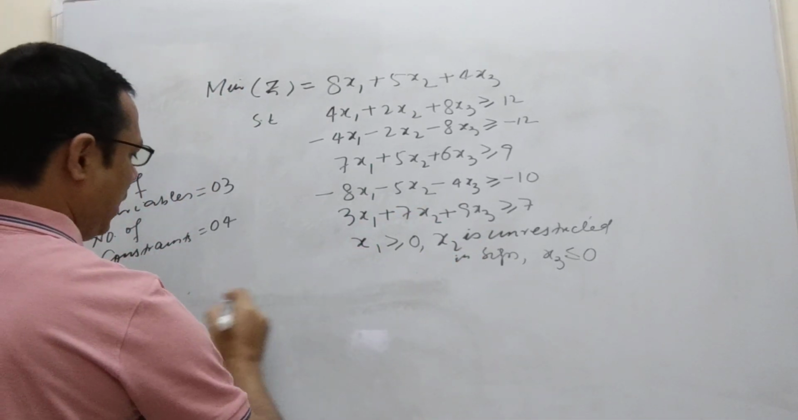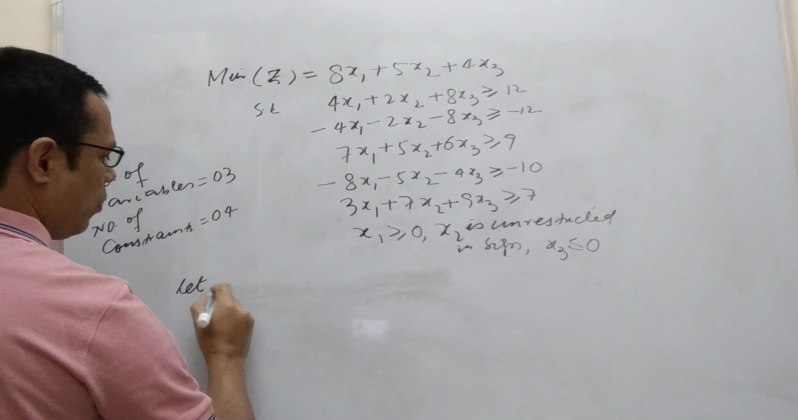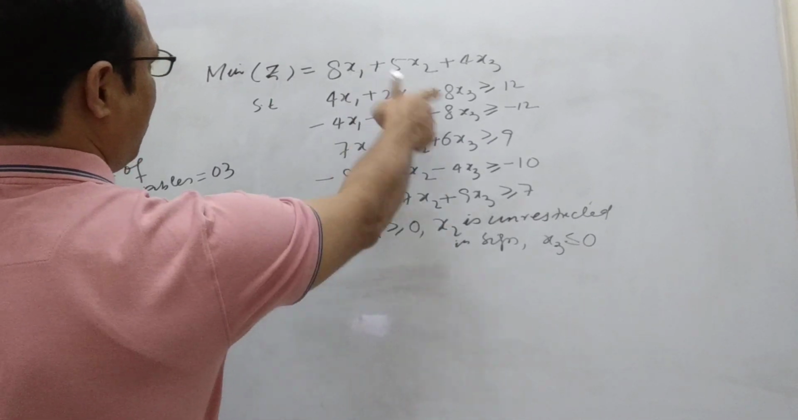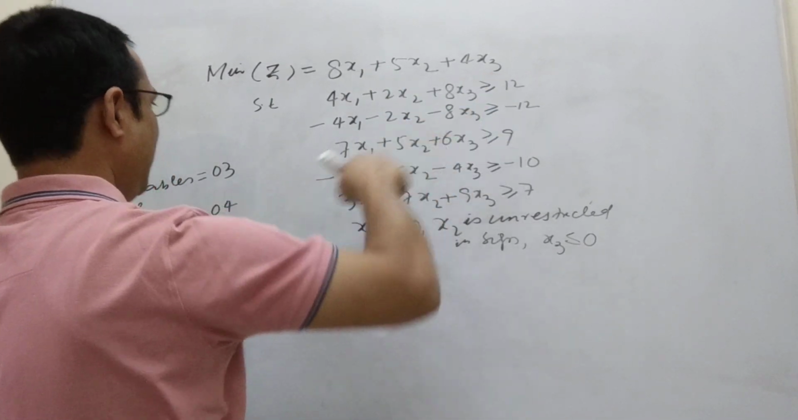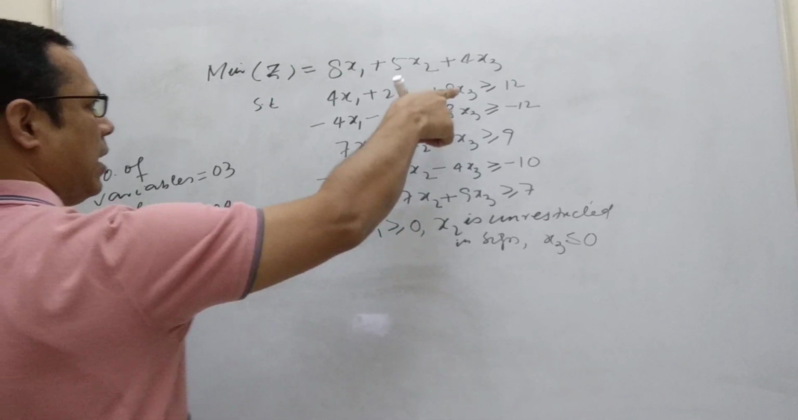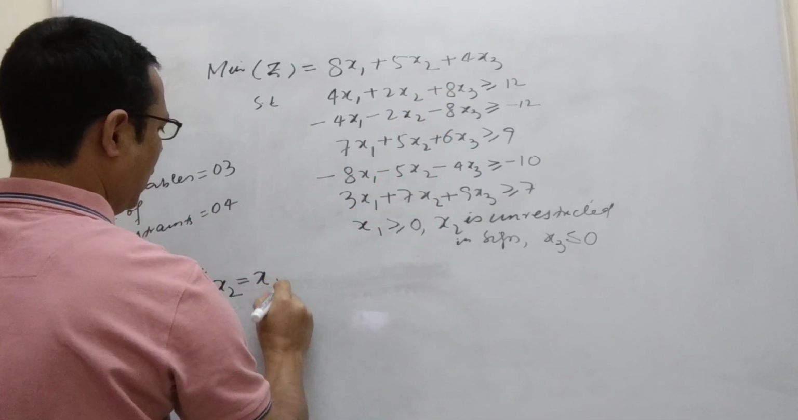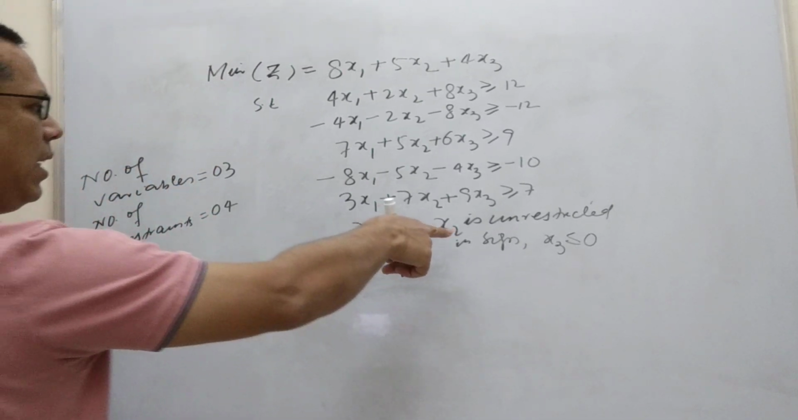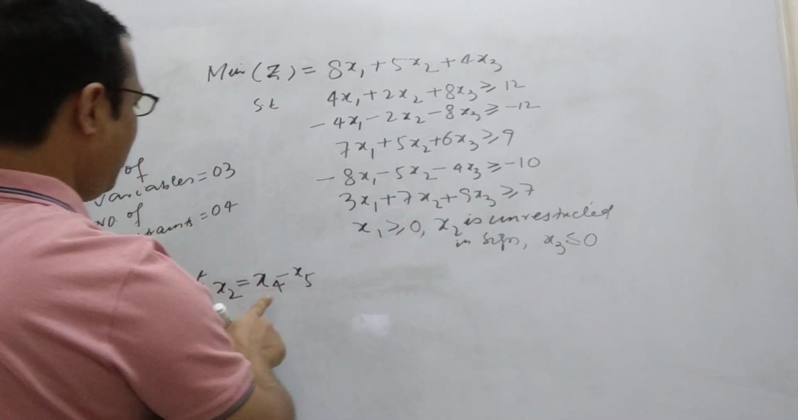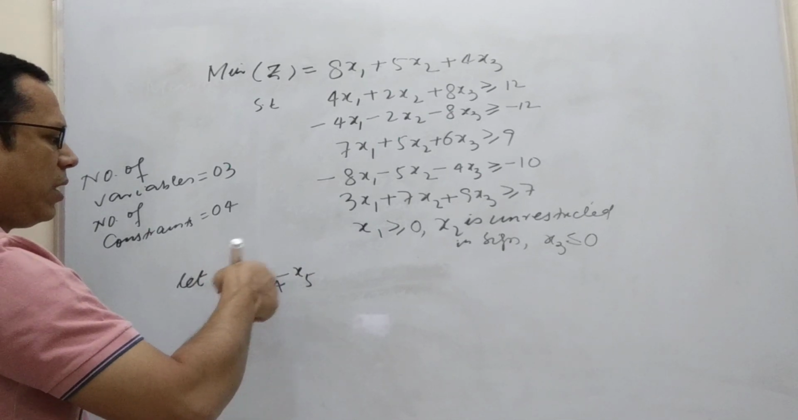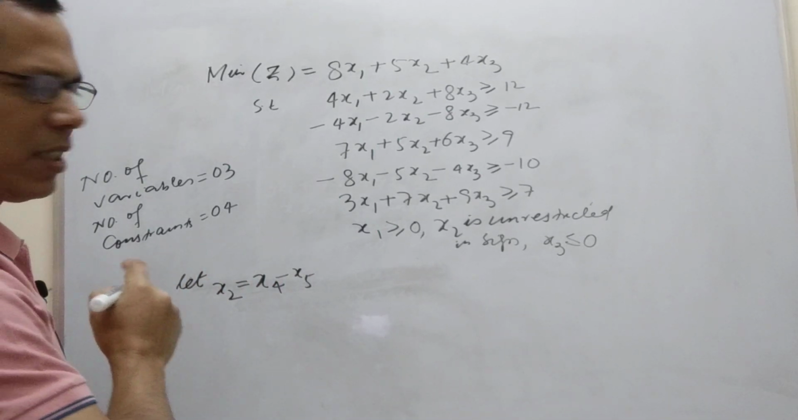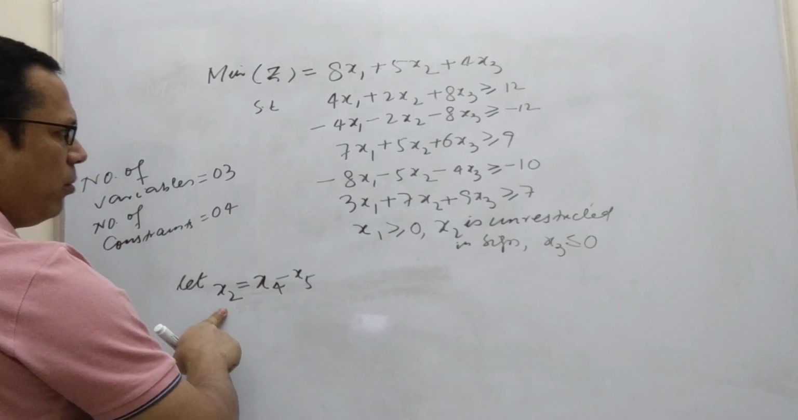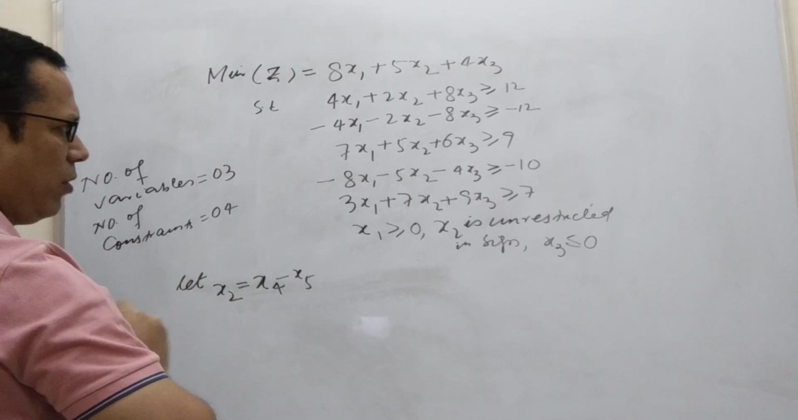So now I am going to replace x2. Variables have already been considered up to x3 because there are 3 variables. Here we can consider x2 equal to x4 minus x5, because x2 is unrestricted in sign. It means if we consider all the variables as greater than or equal to 0, then we need to subtract these two variables. So this condition is going to be changed into the greater than or equal to form.